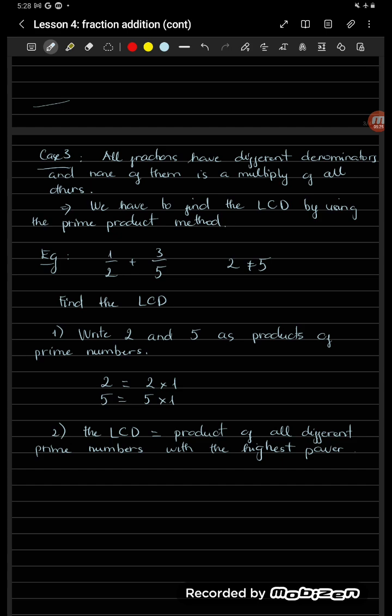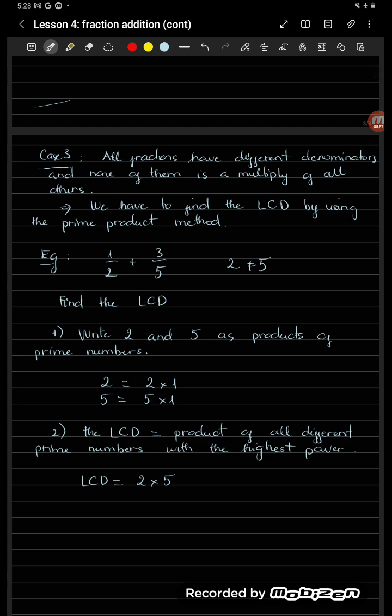For example, in this case, 2 equals 2 times 1. So 2 here has power 1, and 1 here has power 1. 5 equals 5 times 1. So 5 here has power 1, and 1 here has power 1. So the least common denominator is the product of all different prime numbers. The different prime numbers here are 2 and 5. We don't care about 1; 1 does not matter.